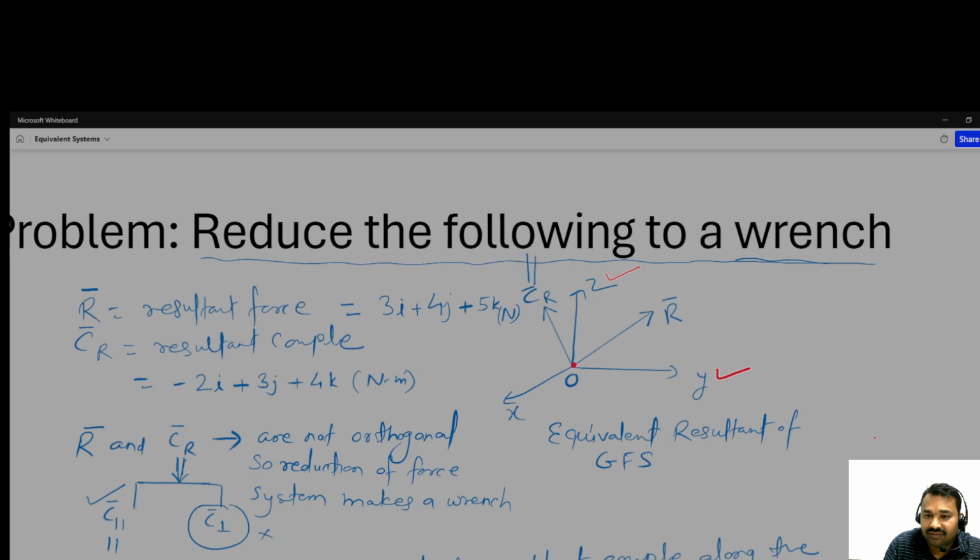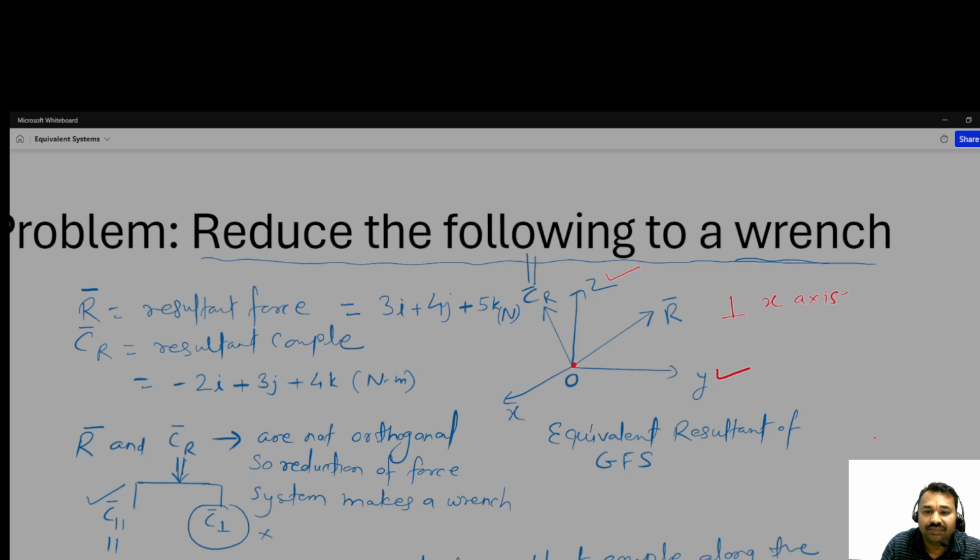The perpendicular of this R plane, so perpendicular will obviously be the X. Okay, and what about the perpendicular of this CR? Suppose once again R perpendicular, which axis? R perpendicular will be the X axis. Okay, what about the CR resultant couple's perpendicular distance?